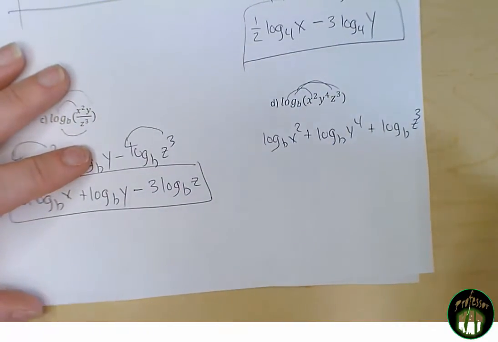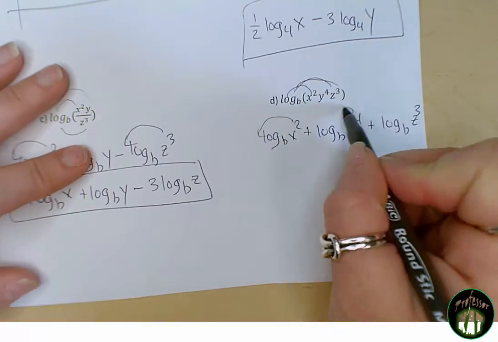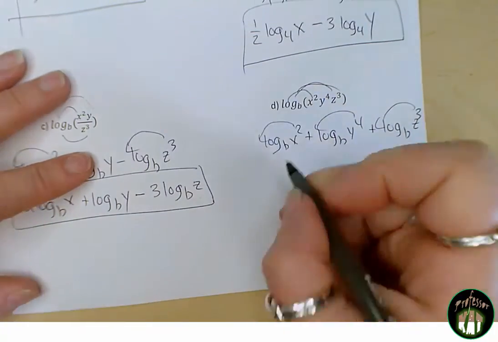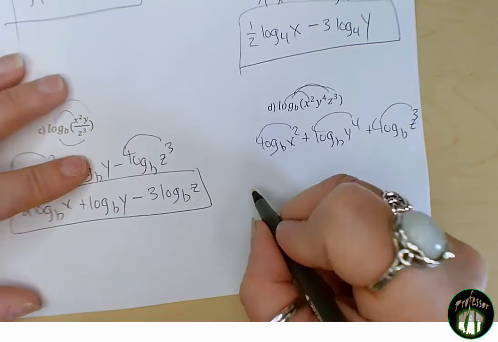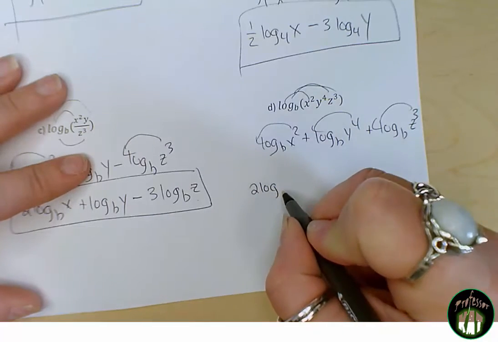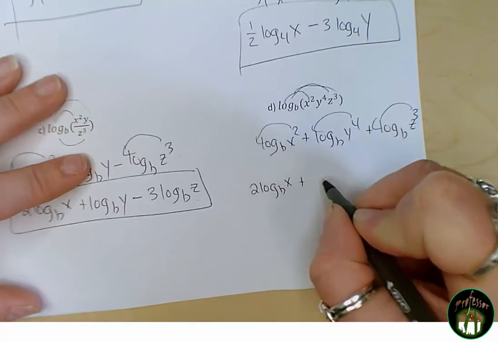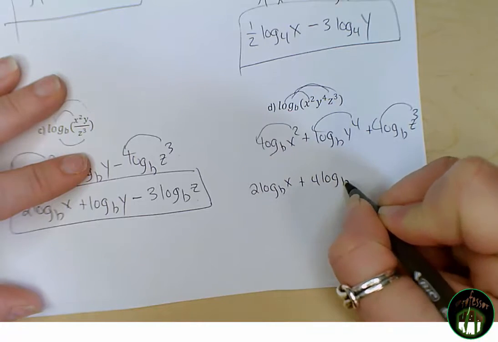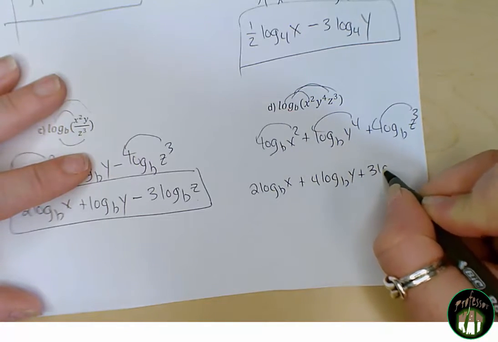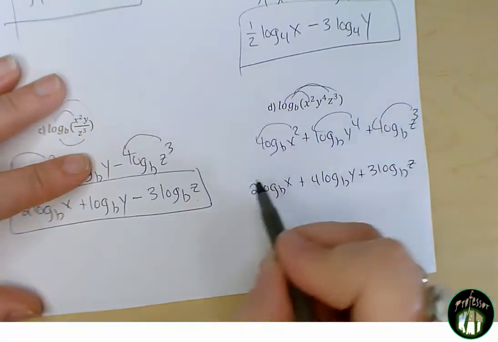Again, multiplication correlates to addition. Otherwise, we just need to simplify any exponents. All 3 of these have exponents, so we will be bringing those down in front as a coefficient. So it will look like 2 log base b of x plus 4 log base b of y plus 3 log base b of z.